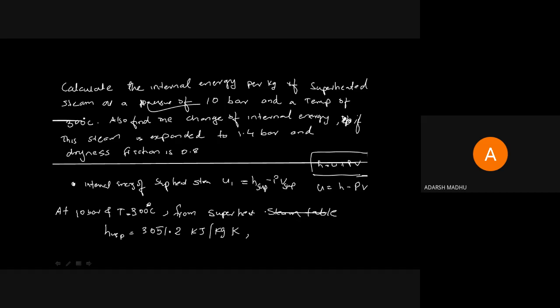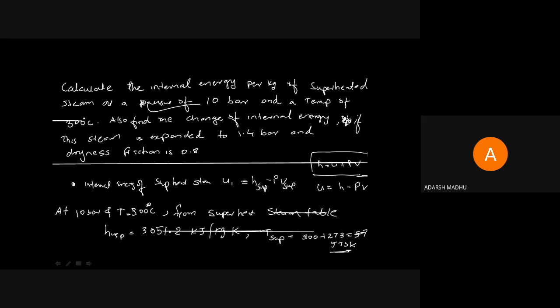At that time, temperature is given as 300 degrees Celsius. So we can convert the 300 degrees Celsius into Kelvin also. T superheat equals 300 plus 273, that is 573 Kelvin. 573 Kelvin is the T superheat, as given in the problem.